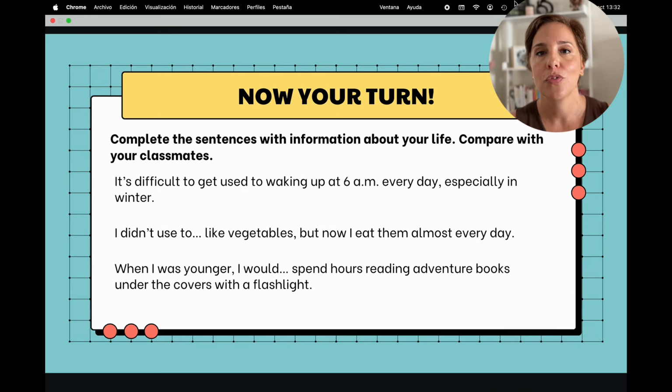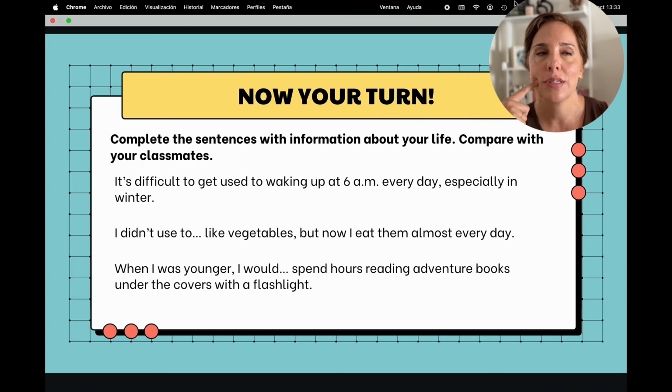Now, if you want to finish the sentence, it's difficult to get used to, you could say something like, it's difficult to get used to waking up at 6 every day, especially in winter. So here, there is something that you're not familiar with yet. You're still in progress. Es difícil acostumbrarse a levantarse temprano por las mañanas. So it's difficult to get used to waking up at 6 every day. So remember, you need the ing at the end, okay?